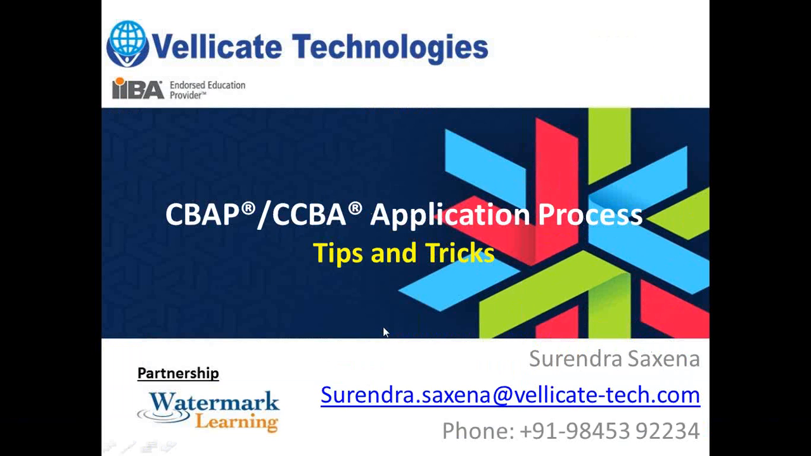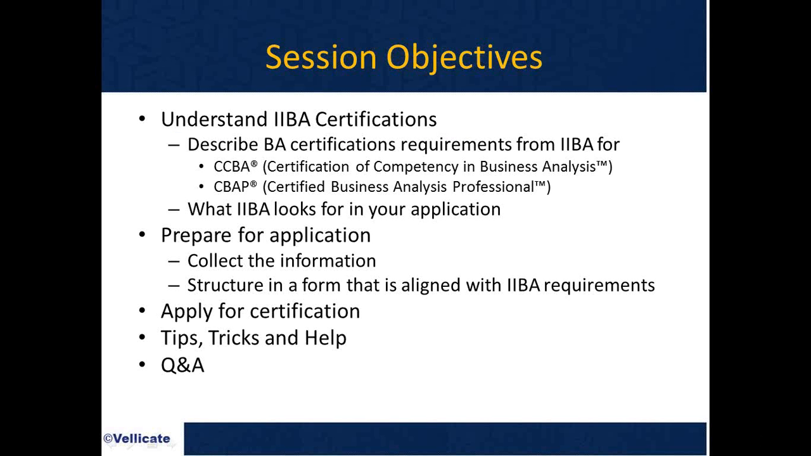Okay, so what we are going to cover today is the application process and ensure that application is smoothly completed and it doesn't get rejected, right? So this is basically a step-by-step process to complete your application. What we will do in this, actually, we will first understand the IIBA certifications, what are the requirements of those certifications, CBAP and CCBA, and what IIBA looks for in your application.